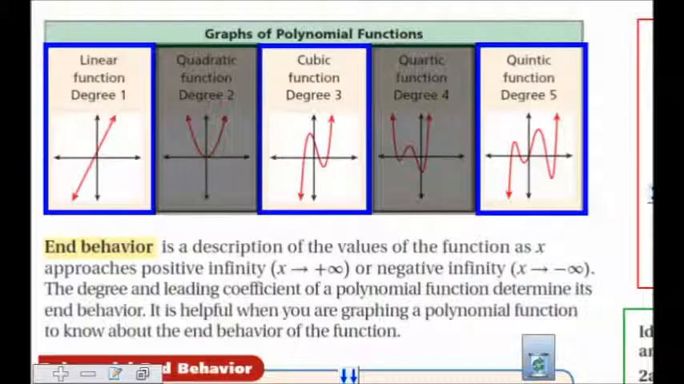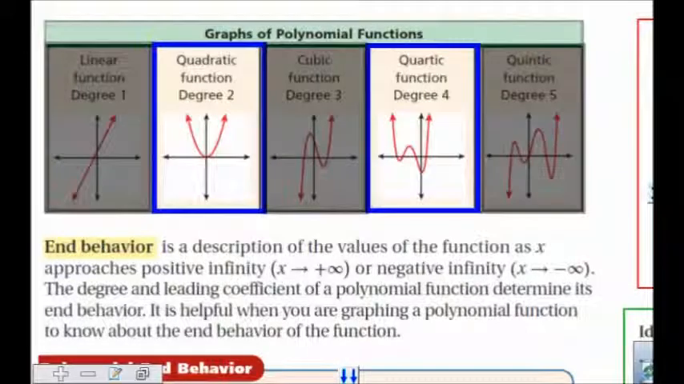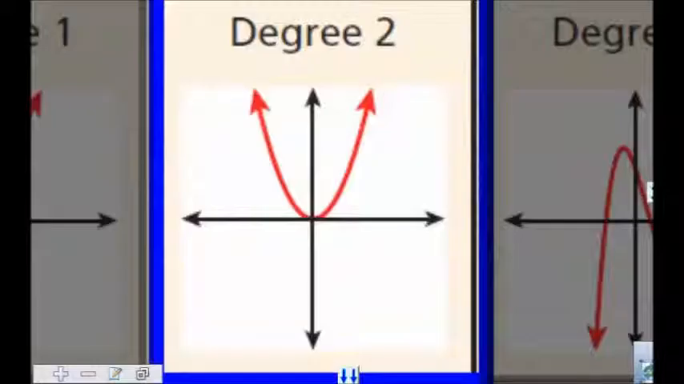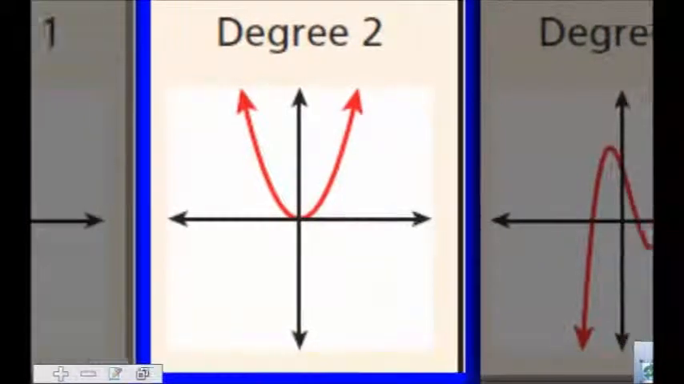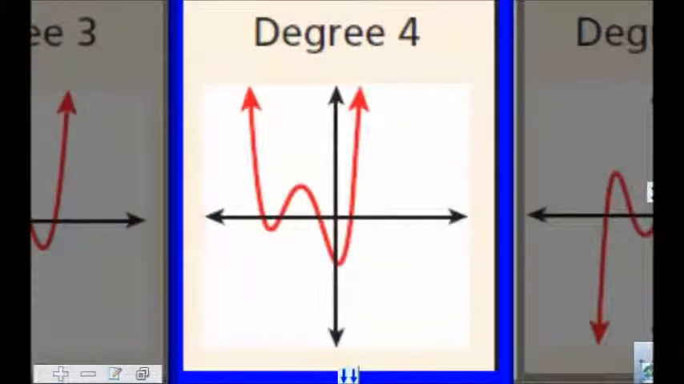Now, what if we look at the even degree functions? It's pretty clear to see that the arrows don't go in opposite directions. We can see here for the quadratics, arrows go in the same direction. Notice in this case they both go up. Same is true for fourth degree functions. So with all even degree functions, the arrows are going to go in the same direction. They can either go up all the time on both sides, or they may go down.